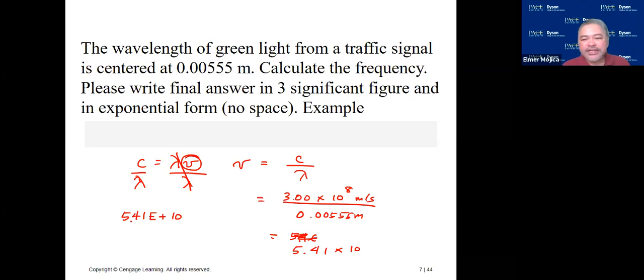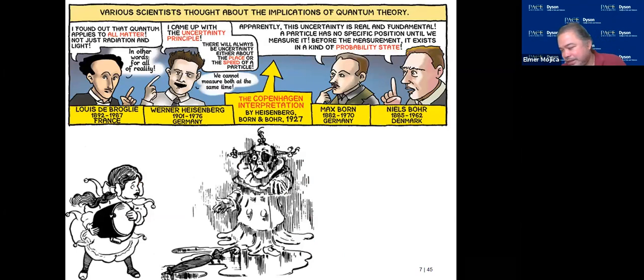So let's try to recall what we have done last meeting. As I've told you, we started with the dual nature of light and then the dual nature of matter. De Broglie is the one who proposed the dual nature of matter. That means matter is not always only particulate; it also has its wave property. Quantum theory applies to all matter, not just radiation and light. In other words, to all of reality.